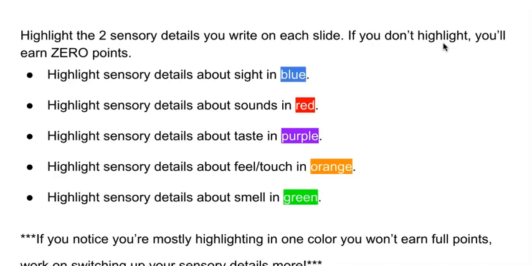But let's say that you just had mostly blue and orange. I won't give you full points for that. You have to have all 5 senses. And the last thing, and I know this is evil, but if you look at the top, it says if you don't do any highlighting, I'm going to give you 0 points on this assignment, which I know is evil. I'm sorry, I know that's evil. But again, I'm trying to force you to realize that we want all 5 senses.